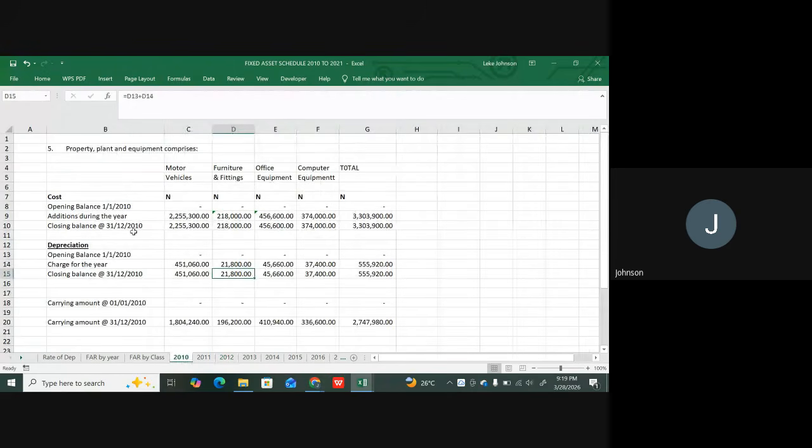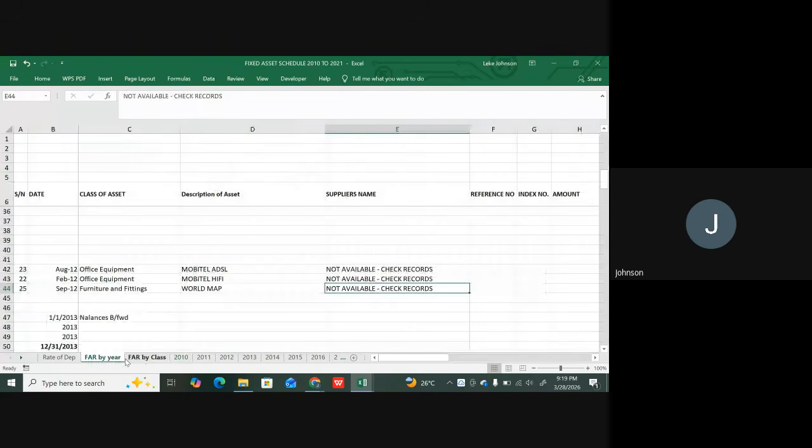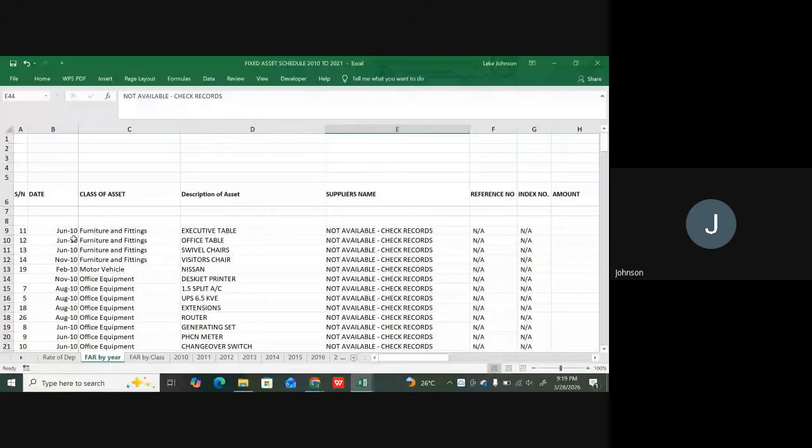When you're purchasing this asset, as at those dates you're purchasing the asset, what you do is that you debit the asset account. You already have a chart of accounts in your software. So in that chart of accounts, you already have all the assets that you have, right? So as the transactions are happening, apart from you recording them here, you are also posting them to your software. So the first transaction that happened here was on June 1st, 2010.